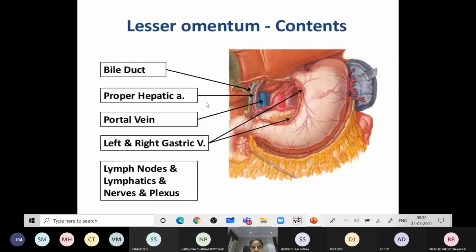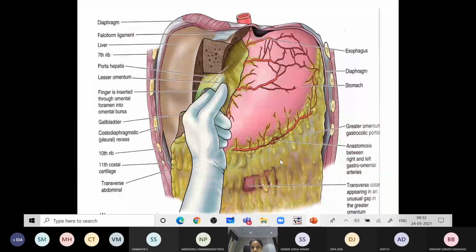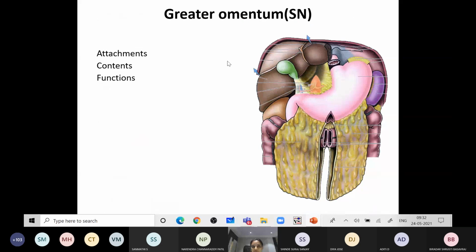See here, I told you this right free margin. If we pass a finger behind this, that is behind the right free margin, there is a space which is called epiploic foramen. We can pass a finger behind that and enter into the cavity of the lesser sac, which is present behind the stomach. Through this epiploic foramen, the greater sac communicates with the lesser sac.